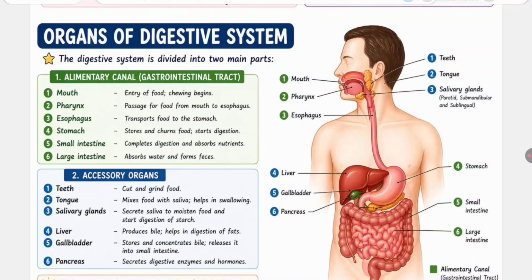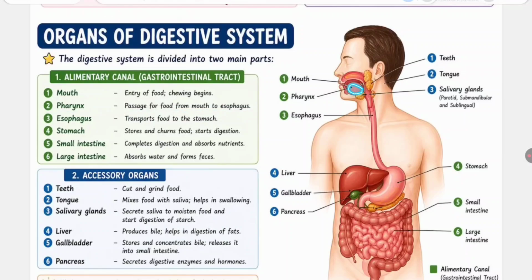In that, what are the parts? Mouth is there. What will the mouth do? Entry of food and chewing begins. We will chew the food. Then pharynx, the passage for the food from the mouth to the esophagus. See here, you can see pharynx.